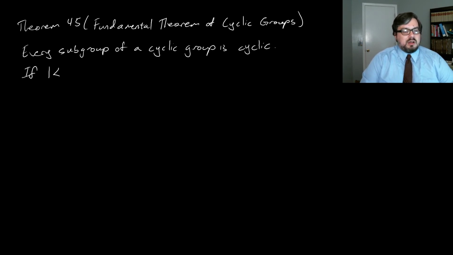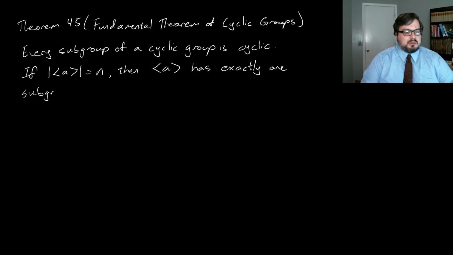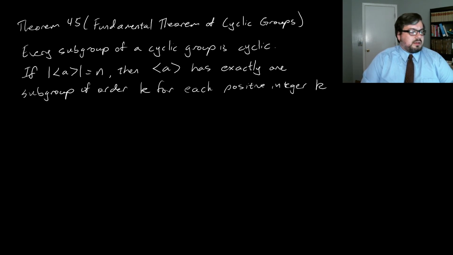If the order of a given cyclic group is n, then the cyclic group generated by A has exactly one subgroup of order k for each positive integer k dividing n, namely the cyclic subgroup A to the n divided by k.